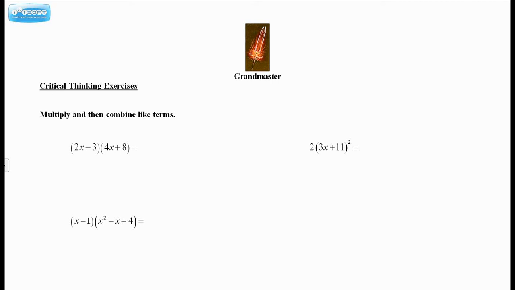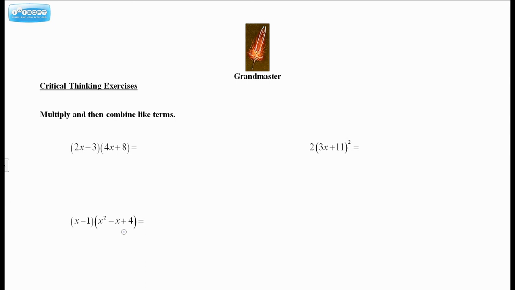5.1 Grandmaster. So in these exercises, we're just going to do some algebraic simplification and simplify our answers as best we can. So multiply and then combine like terms. So here I have a product, meaning I'm multiplying two binomials together. Okay? I'm going to use FOIL.